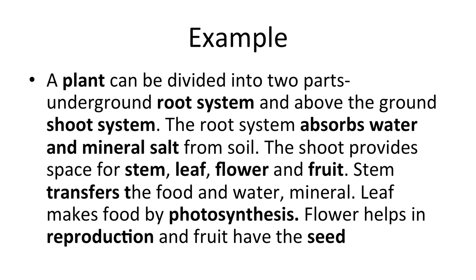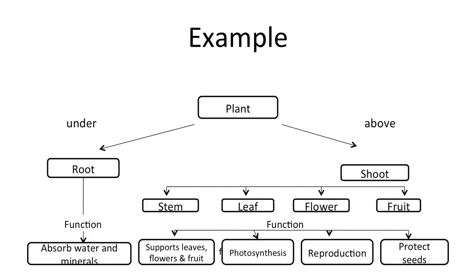Leaf makes food by photosynthesis, flower helps in reproduction, and fruit has the seed. Now, if I have to present this example by means of a concept map, what I have done is I have made the important concepts bold: the plant, root system, shoot system, absorb water, stem, leaf, flower, transfer of food and water, photosynthesis, reproduction, and fruits have seed. The words which have to be put in the oval or the rectangle of the concept map have been put in bold. For example, you can see the words like plant; underground part is the root system. The function of the root system is to absorb water and minerals. Then the above ground part is the shoot system, which has stem, leaf, flower, and fruit. The function of the different parts has been shown.